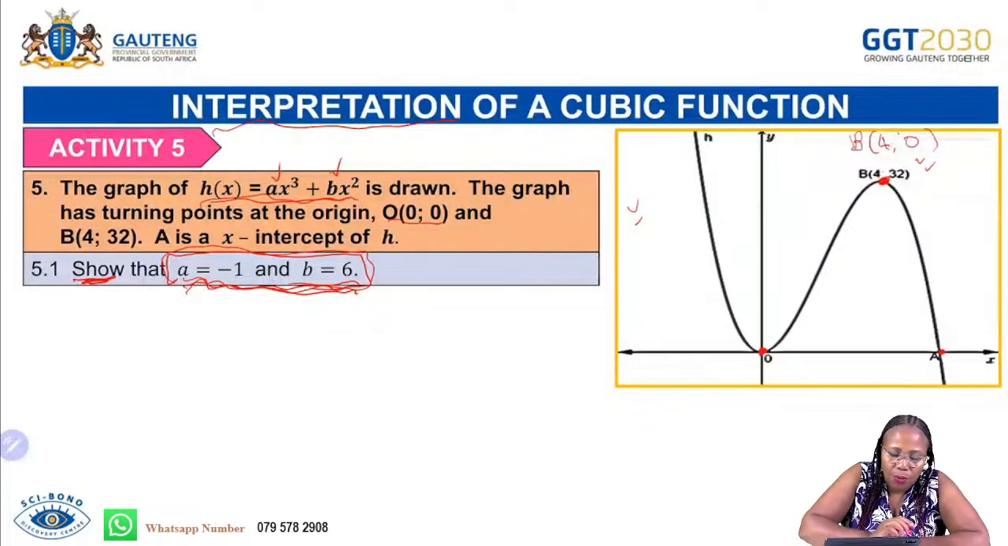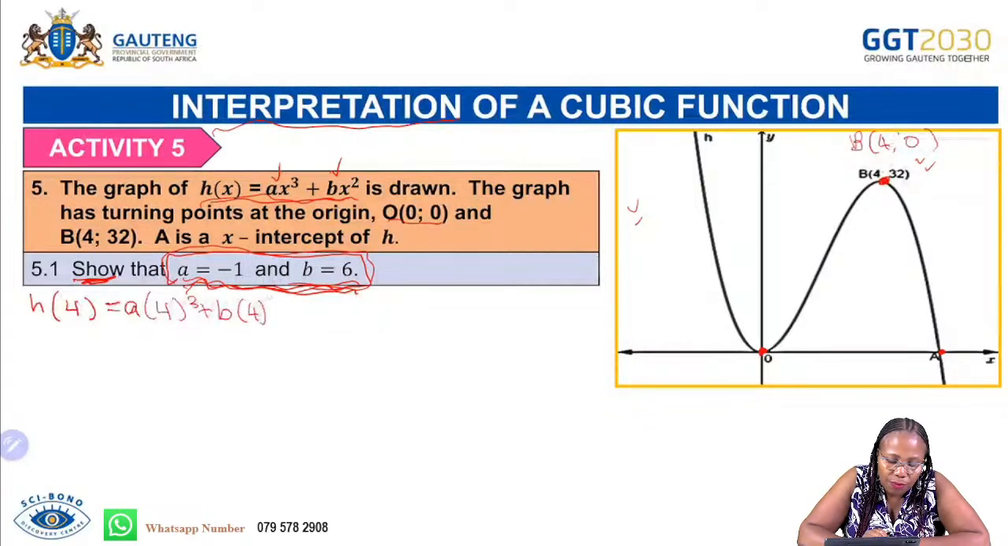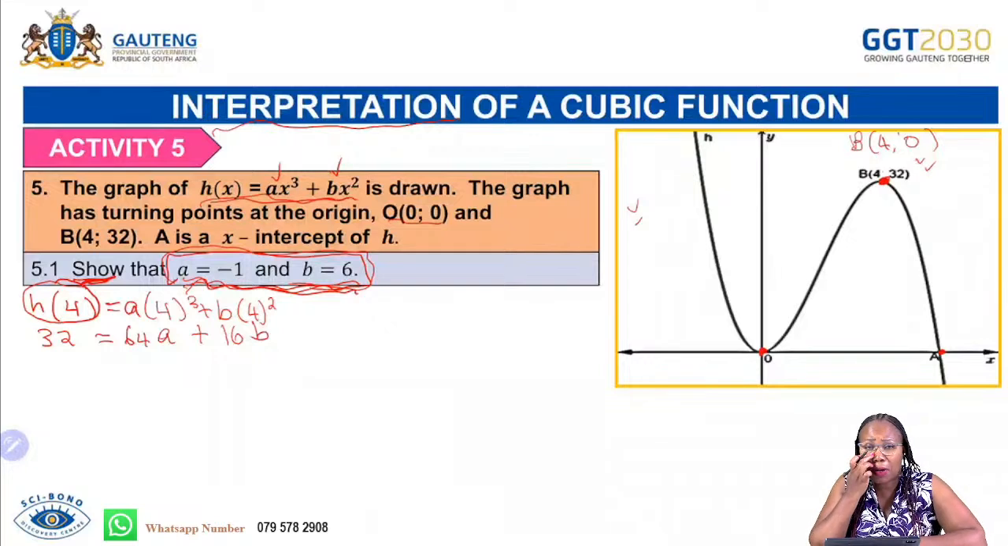Let's start now. We are taking the h(x) function and then we use the point (4; 32). So x will be 4. That is a into 4 cubed plus b into 4 squared. And then h(4), our y is 32 there. Remember, this represents y, grade 12. So we are putting a 32 there. And then 4 to the power 3, that is 64a plus 4 squared, that is 16b. So this is our equation, grade 12.